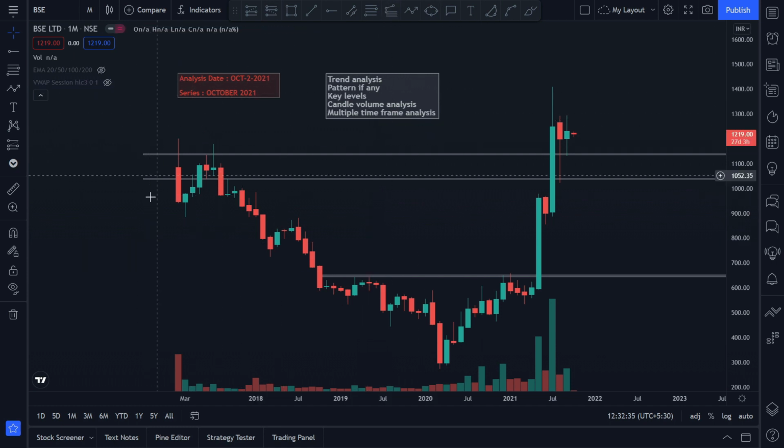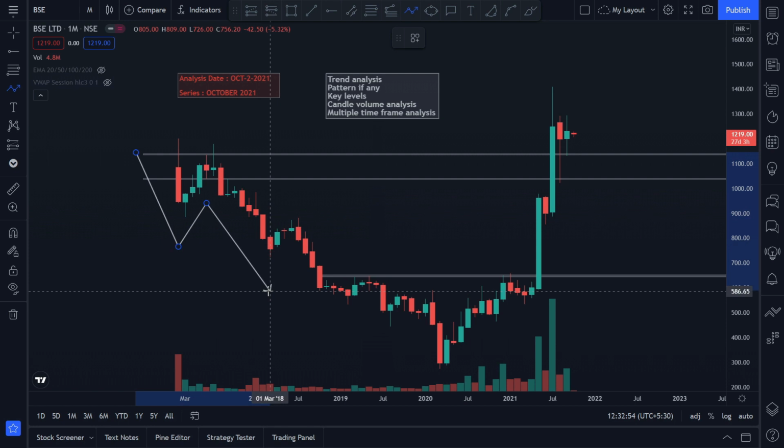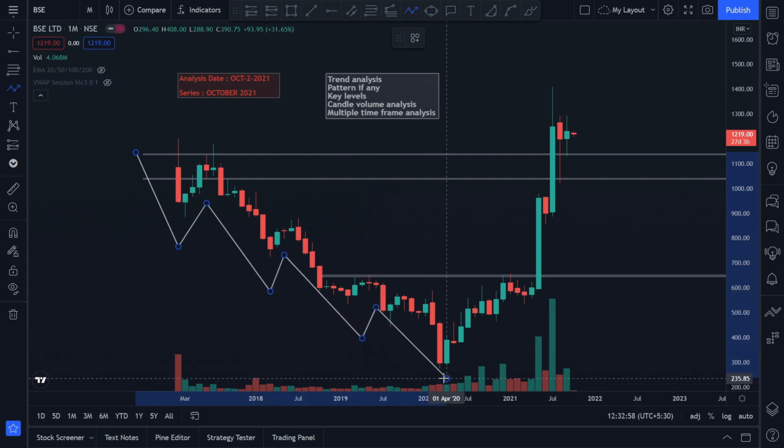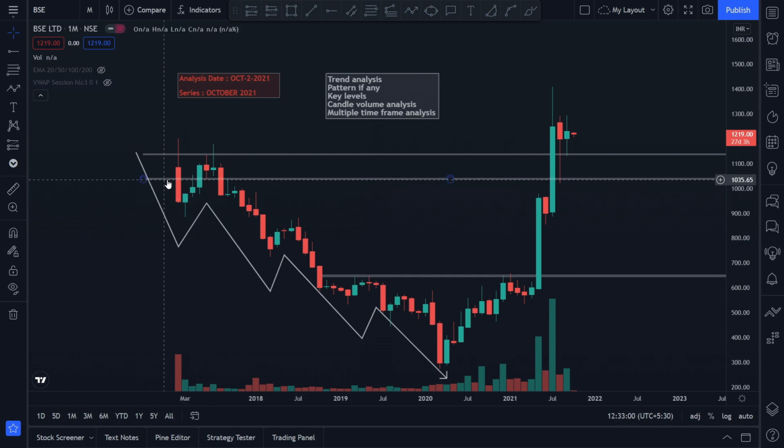So the stock after listing went into a complete downtrend, and it has reversed from here and then completely recovered from here. So it is a V-shaped recovery. If you analyze the trend at the start, it formed a high, low, lower high, lower low, lower high, lower low, lower high, lower low. So lower high and lower low is definitely the structure of a downtrend, as you guys know.